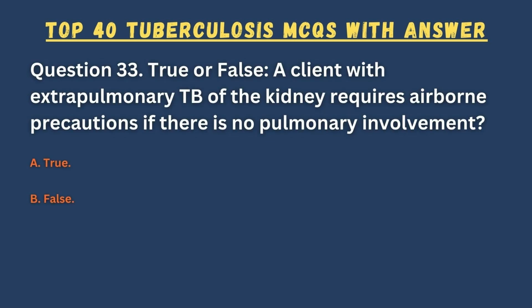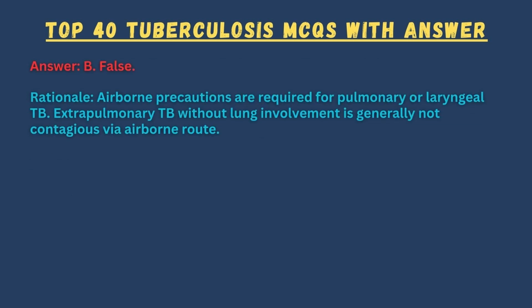Question 33. True or false? A client with extrapulmonary TB of the kidney requires airborne precautions if there is no pulmonary involvement. A. True. B. False. Answer B. False. Rationale: airborne precautions are required for pulmonary or laryngeal TB. Extrapulmonary TB without lung involvement is generally not contagious via airborne route.